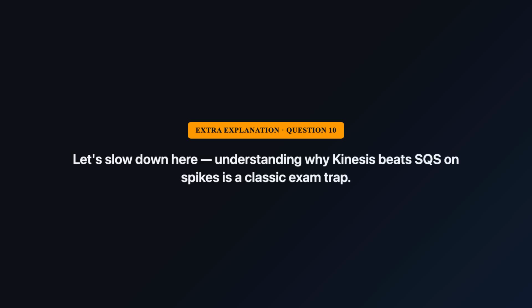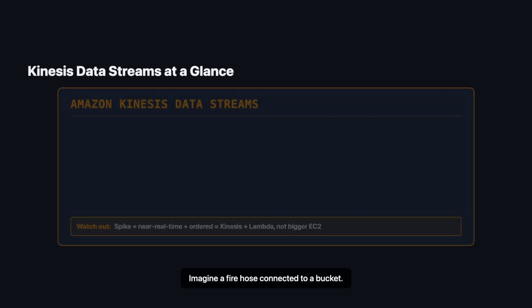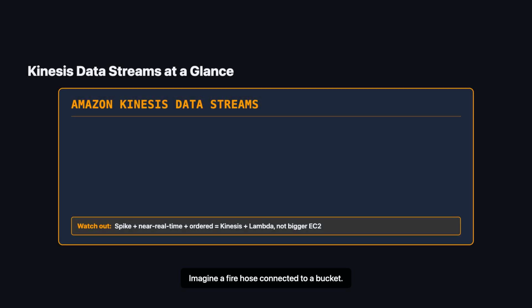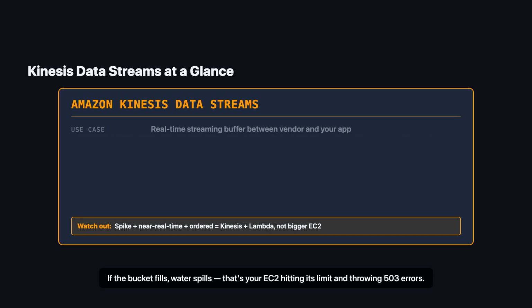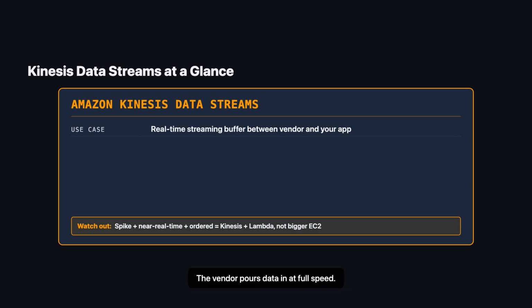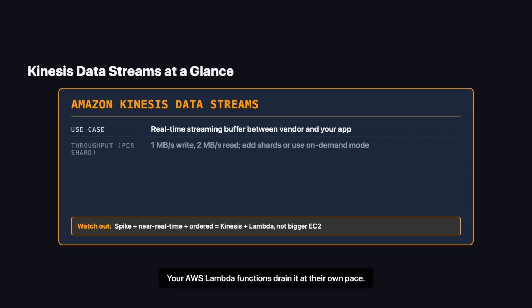Let's slow down here. Understanding why Kinesis beats SQS on spikes is a classic exam trap. Imagine a fire hose connected to a bucket. If the bucket fills, water spills. That's your EC2 hitting its limit and throwing 503 errors. Kinesis Data Streams is the big cistern in the middle. The vendor pours data in at full speed. Your AWS Lambda functions drain it at their own pace.